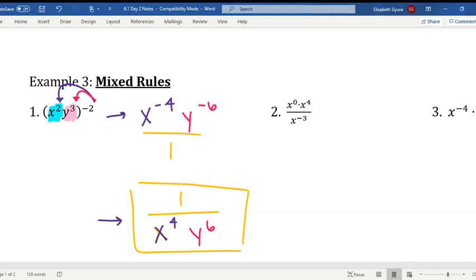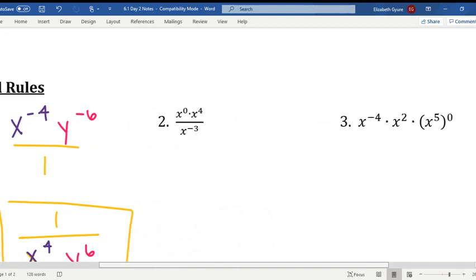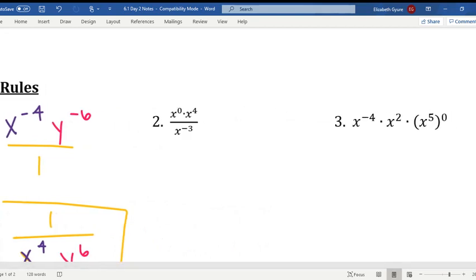All right, so now let's take a look at number 2. We have x to the 0 times x to the 4th over x to the -3rd. There's kind of a lot going on here, so let's look at it part by part. Again, when you have a fraction with a couple different steps, look at the top, see what you can do. Then look at the bottom, see what you can do, and then look from top to bottom. So let's take a look.